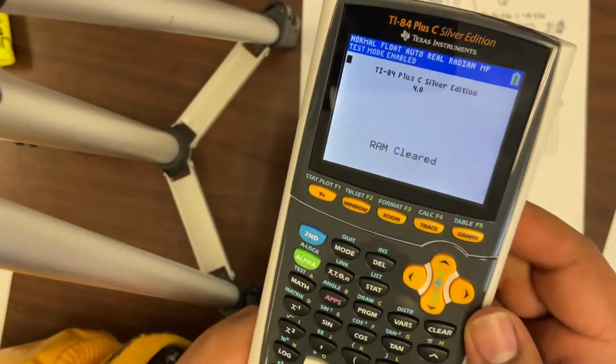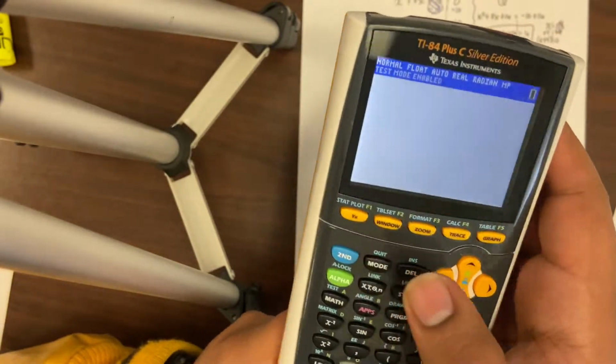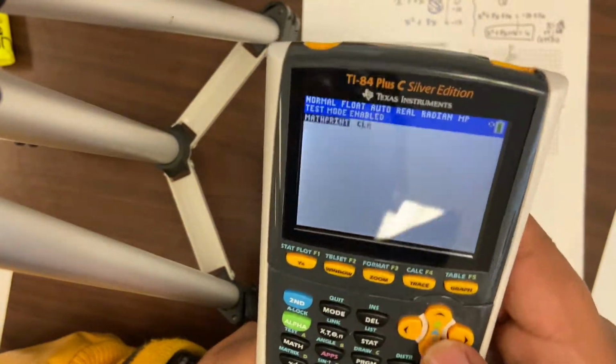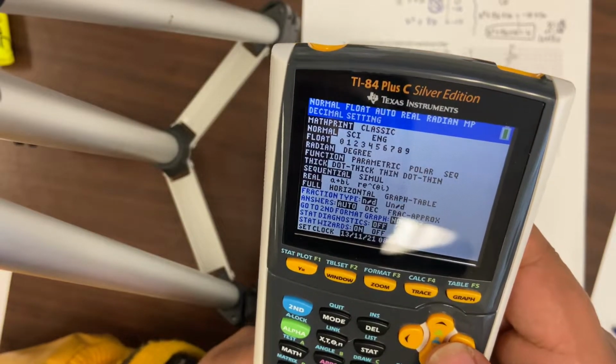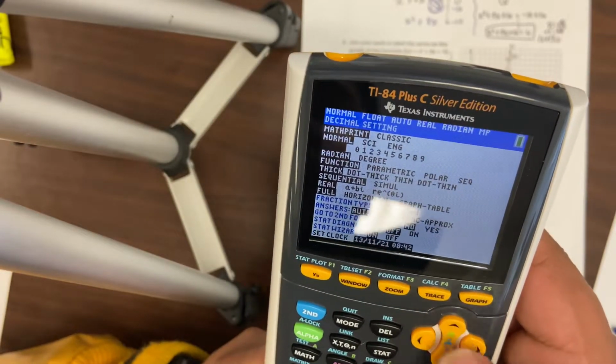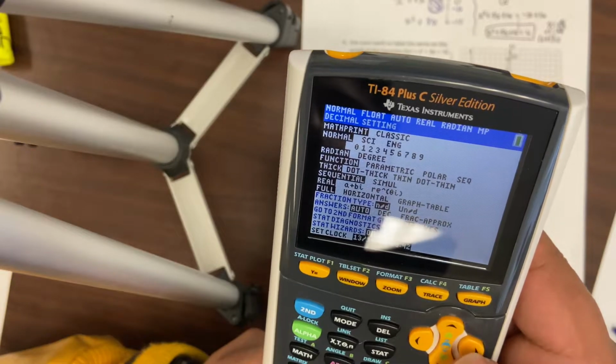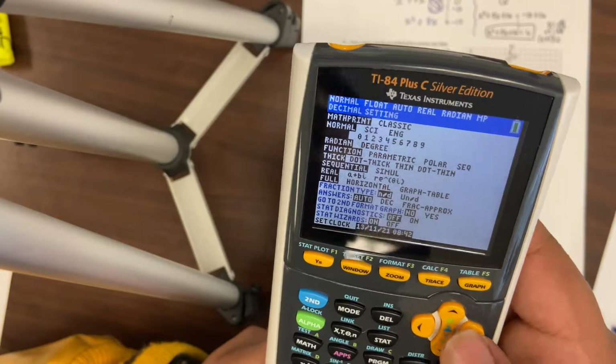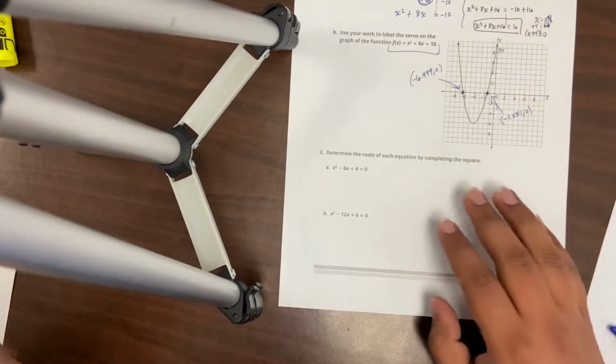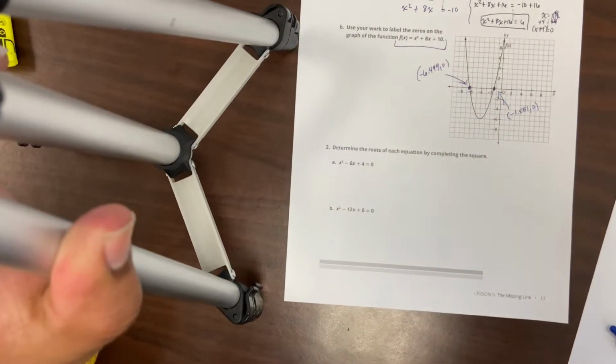Now, the reason why my calculator was messing up was because I didn't pay attention, but somebody had it in the wrong mode and it was on float 0. Don't have that. Make sure float is just normal right there, blinking on float. Don't have anything else. But I'm glad I got it fixed so that we could do number 2 and number 2B together.